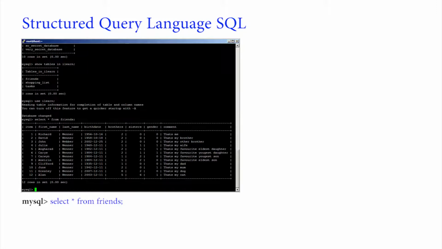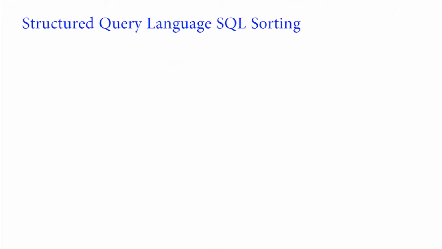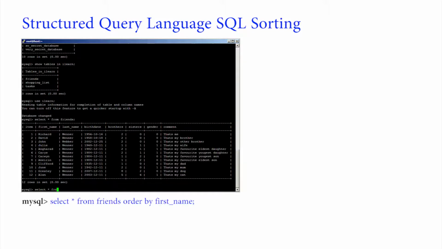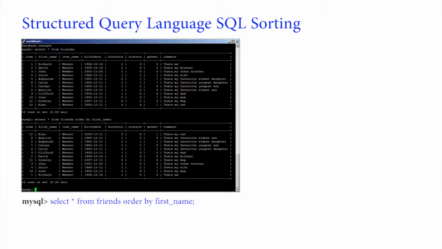What else can MySQL do? Two powerful uses of databases are sorting and searching. Let's look first at sorting. Have a look at the following commands and start to listen to the rhythm of the command, as it will help you to speak SQL. Select star from friends, order by first name, please. The same list, but MySQL has resorted it into first name alphabetical order.